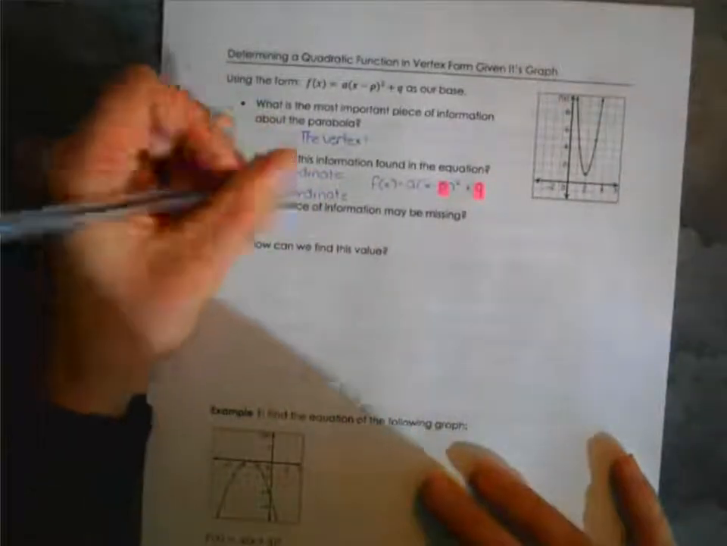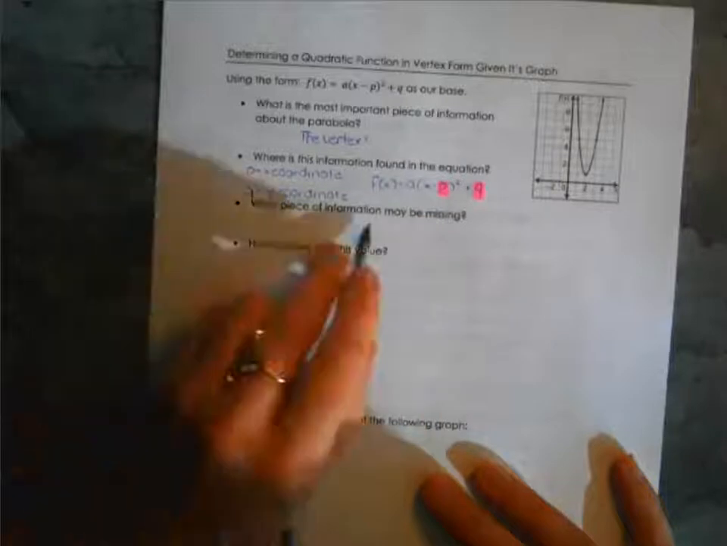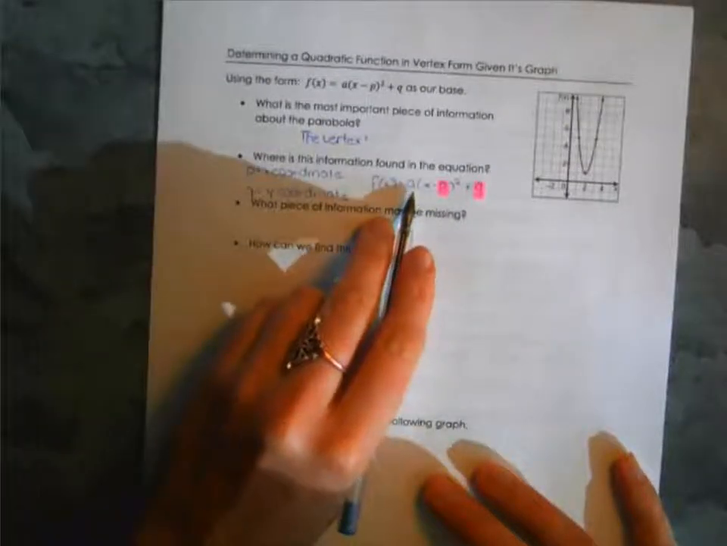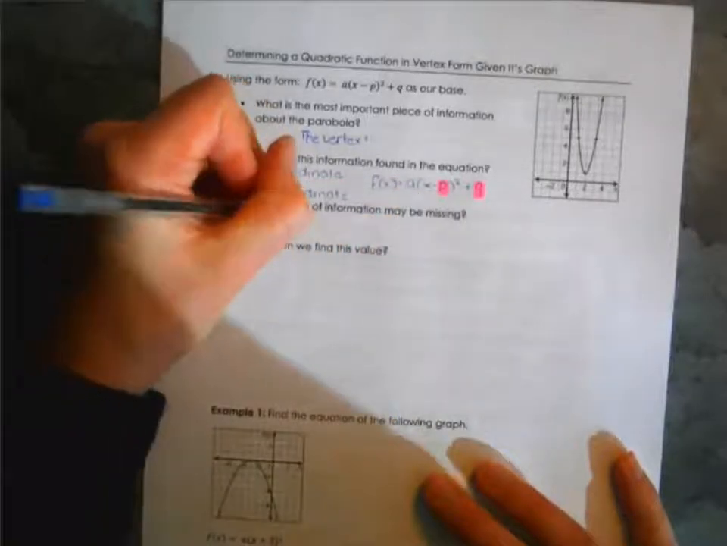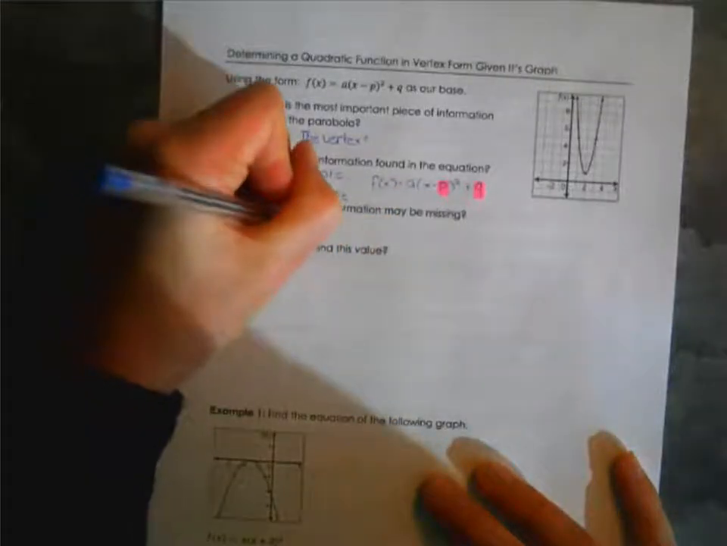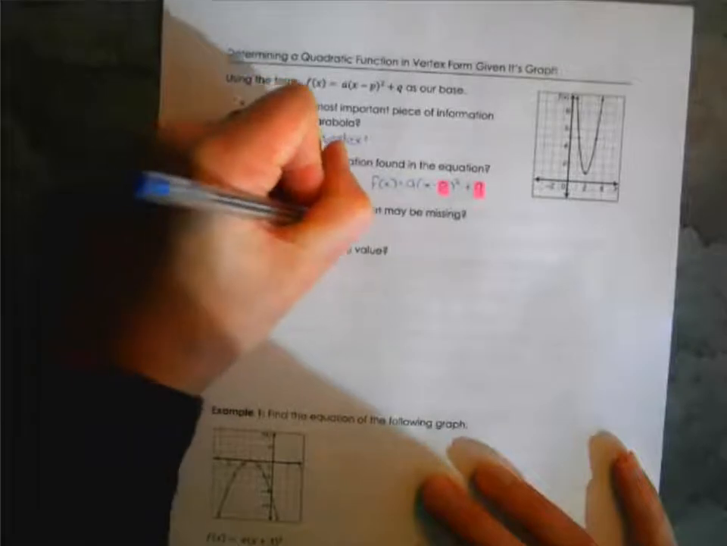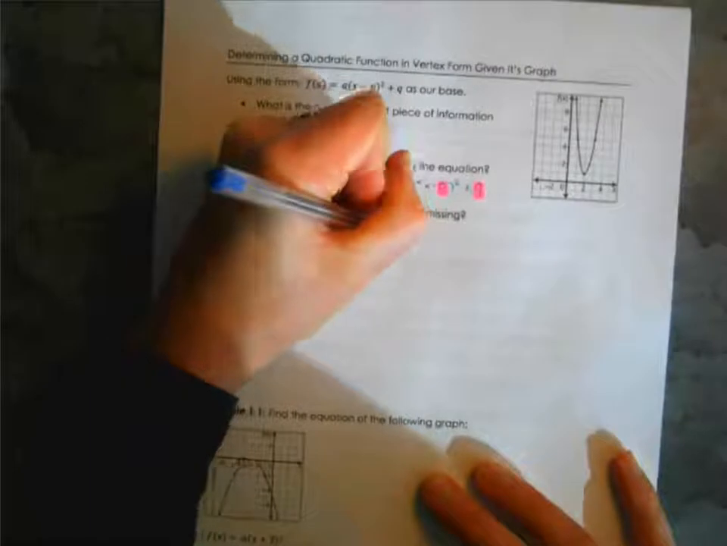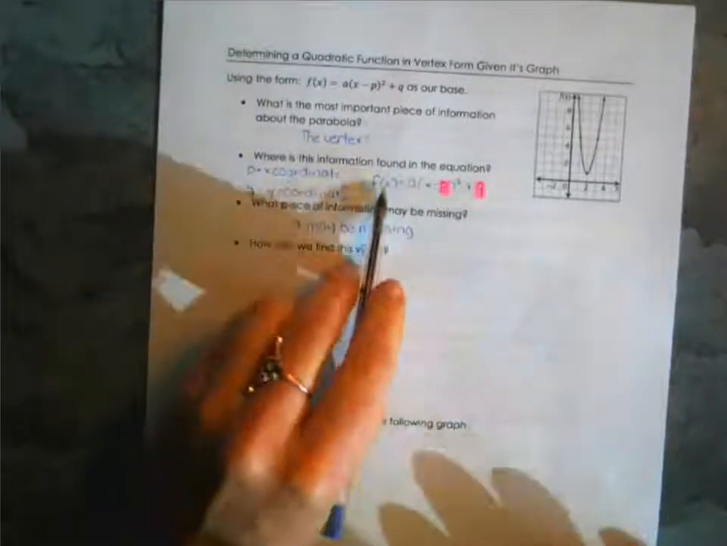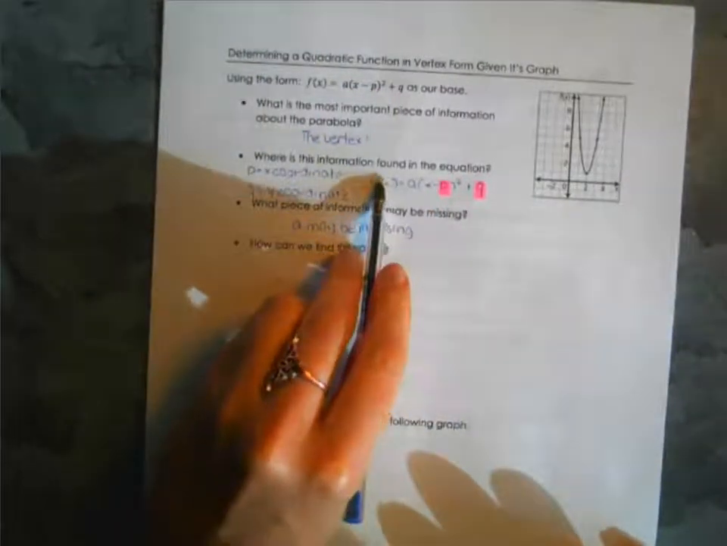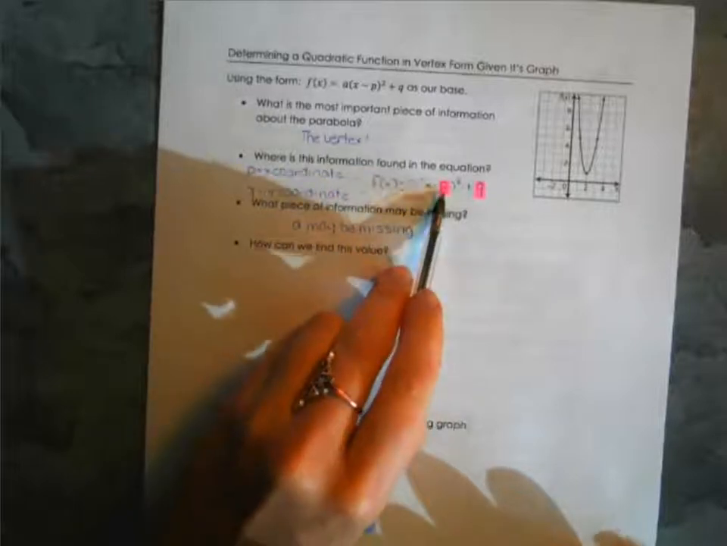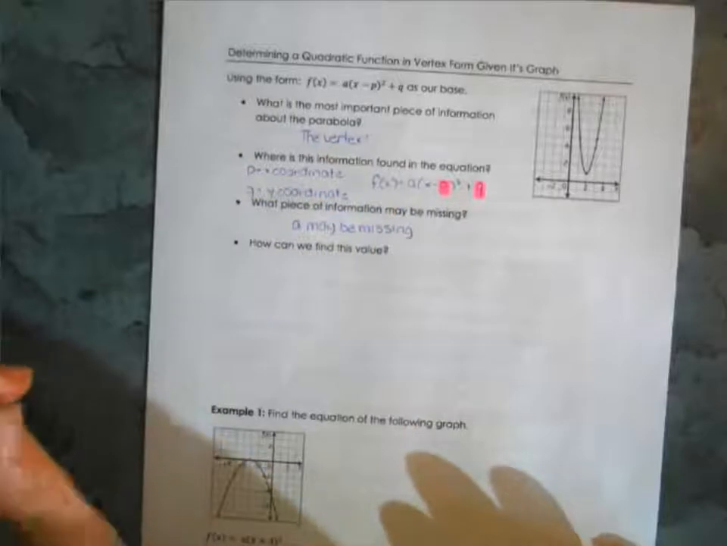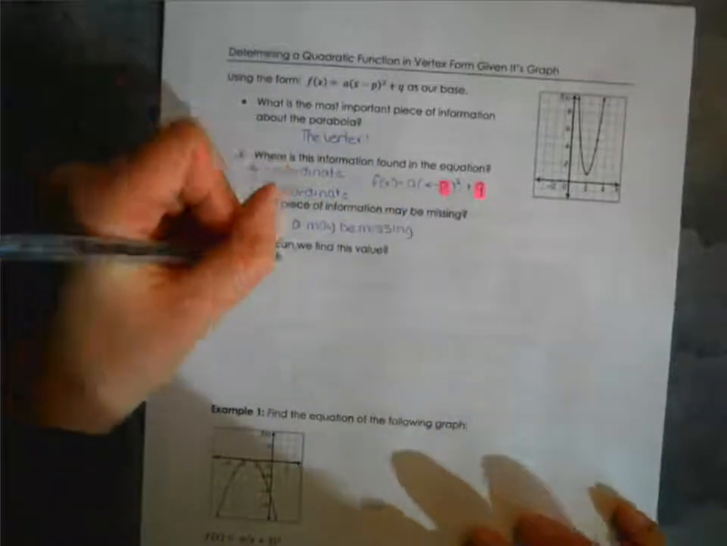What piece of information may be missing? And now you guys might not quite know this yet because I'll show you how this works in the next question, but actually A may be missing. And we can figure it out if we know the other values. Now, even without me showing you that, that's probably obvious, right? Because we can find points on the graph to substitute for y and x. And if we know the vertex, then a would just be the only missing variable that we can solve for. And in fact, that's exactly what we're going to do.